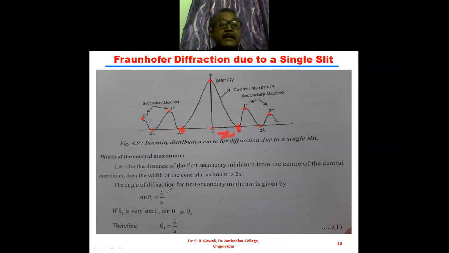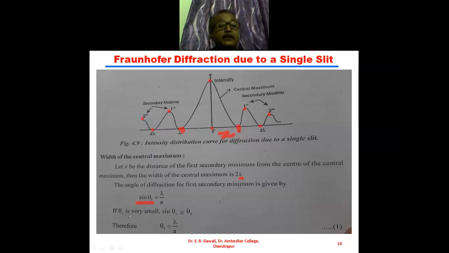Then the angle of diffraction for the first secondary minimum is given by sin theta 1 is equal to lambda by a. That we have obtained previously. और the width of the central maximum will be twice x. ये डिस्टेंस हो गया x, ये x और ये x दोनों मिला के मिल जाएगा, twice x is the width of the central maximum. Okay. So we have obtained this expression previously. So we will rearrange that, a sin theta 1 is equal to 1 lambda, and from that we get sin theta 1 is equal to lambda by a.